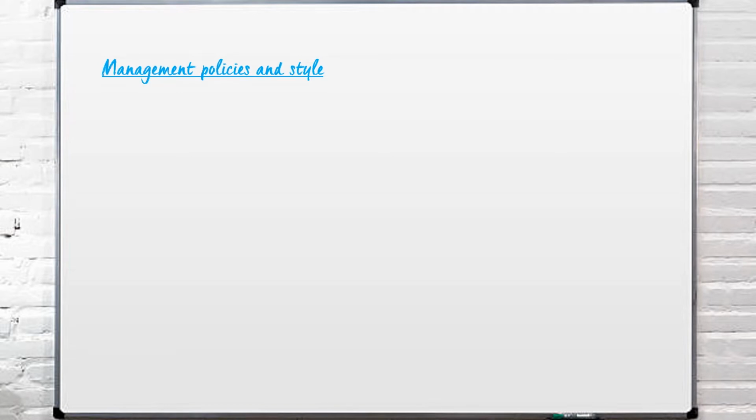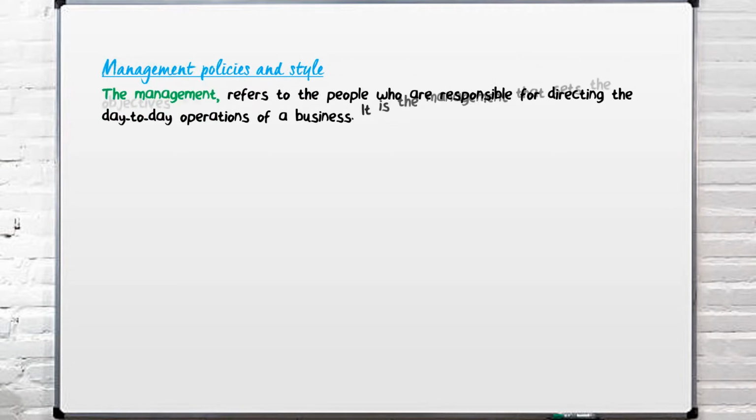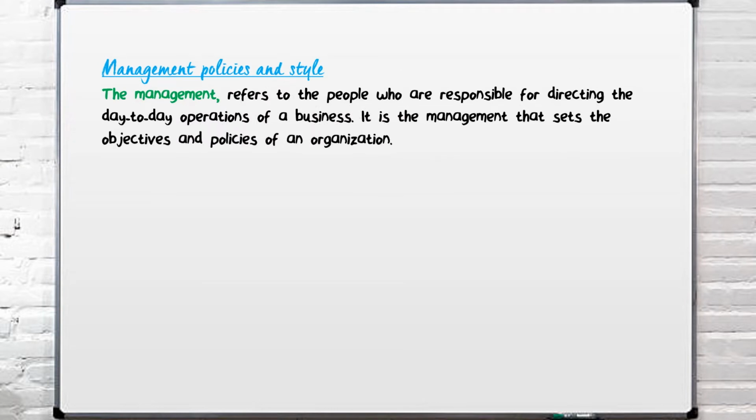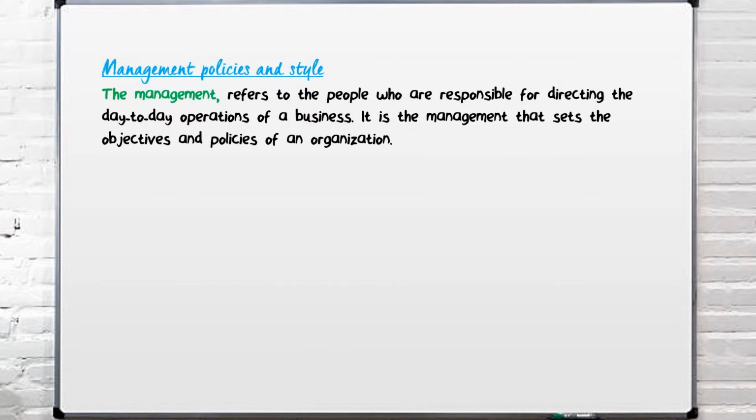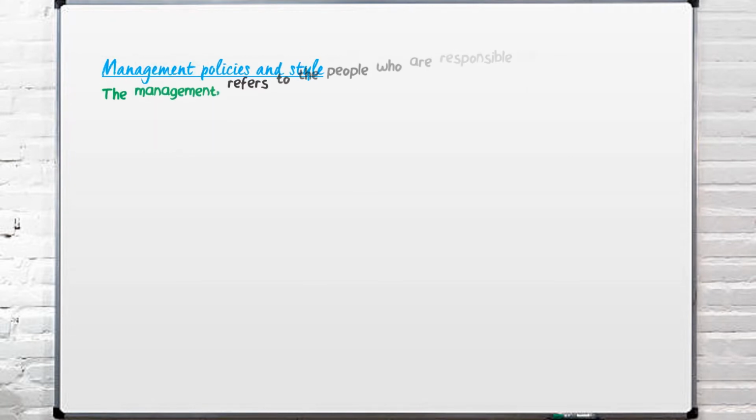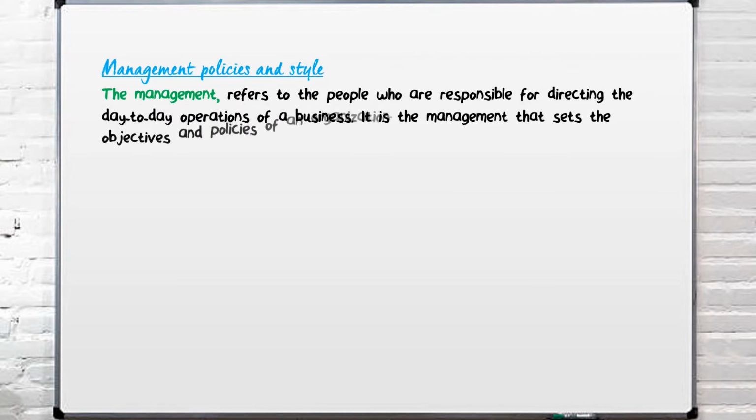The second factor that we are going to look at is management policies and style. When you talk about management policies and style, we are first going to look at what management is. Management refers to the people who are responsible for directing the day-to-day operations of a business. Examples of managers include the sales manager, the operations manager, and the production manager, and these are people who are responsible for directing the day-to-day operations of businesses.